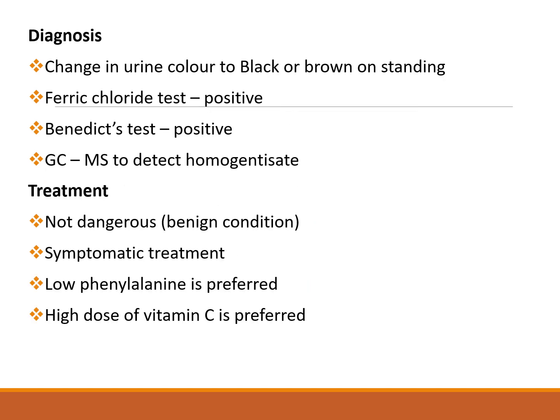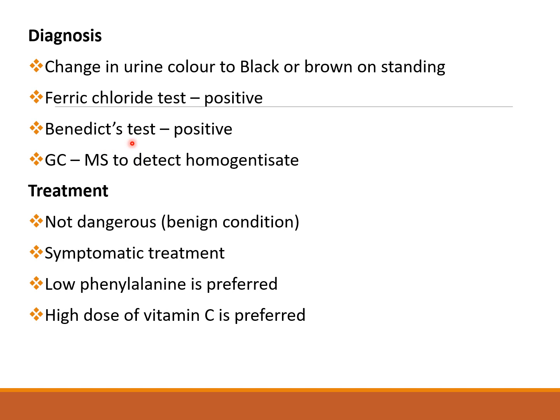Coming to diagnosis, already you know it is a dark urine disease. So if there is a change in urine color from normal to black or brown on standing, it goes in favor of alkaptonuria. Apart from that, we can do a ferric chloride test, which also gives a positive result. And homogentisic acid being a reducing agent, it gives a positive Benedict's test.